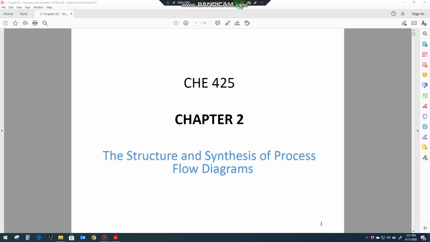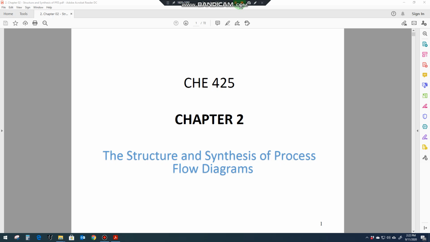So today we have to start chapter number 2, which is about the structure and synthesis of process flow diagram. In chapter number 1, we have seen how we can develop the PFD, the block flow diagram, process flow diagram, and piping and instrumentation diagrams, and what information we should include in each of those diagrams.